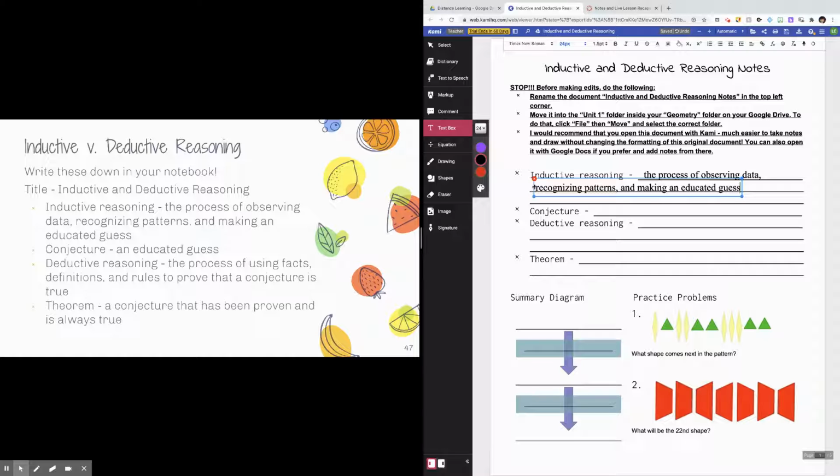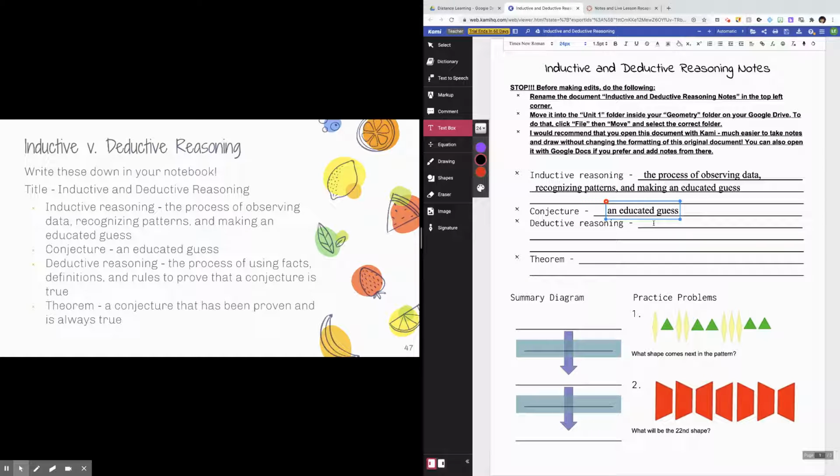Our brains are constantly looking for patterns in the world because that's how a lot of our brains work. And then we take that information and we try to make an educated guess, usually about what the pattern is or what comes next. Those educated guesses are called conjectures. It's just our fancy word in geometry for an educated guess.